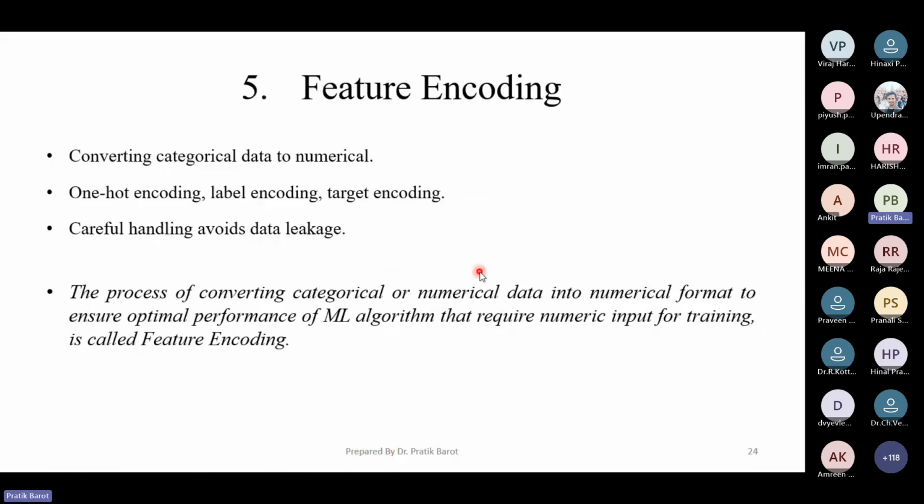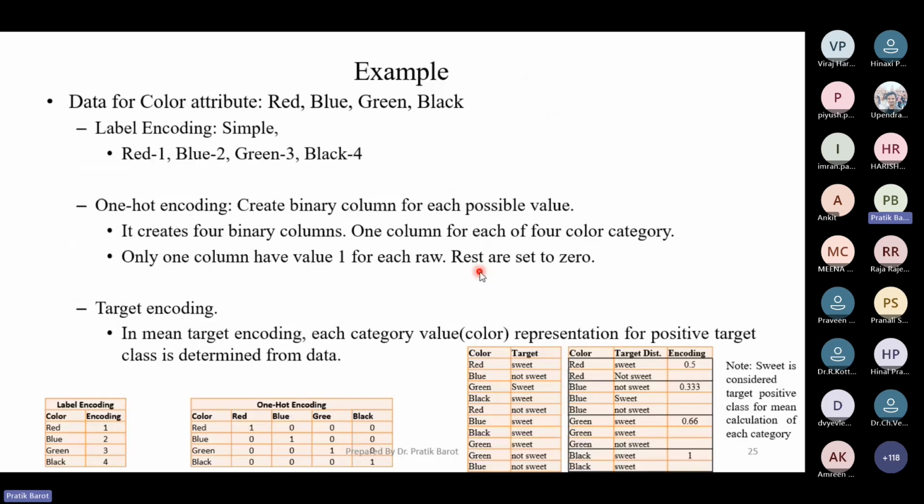Encoding is very crucial because in case of image processing, if you are dealing with image data, even if you have pixel values, which are numerical values, in that case you have to do encoding to minimize the range of the pixel value.